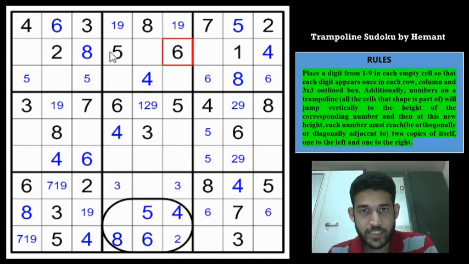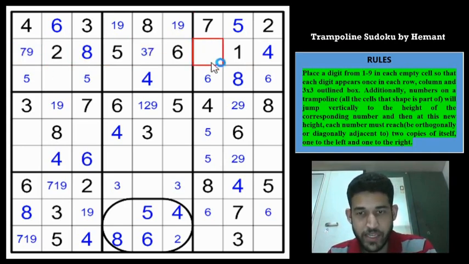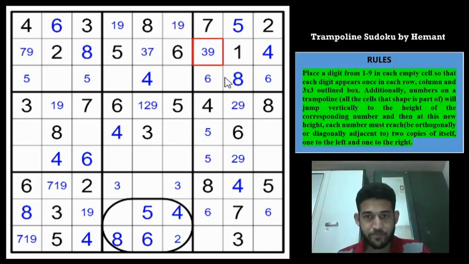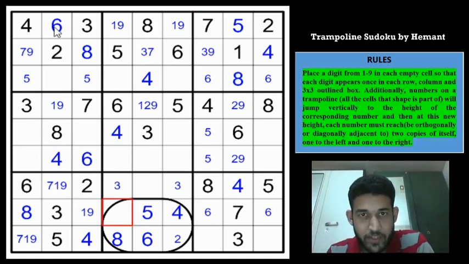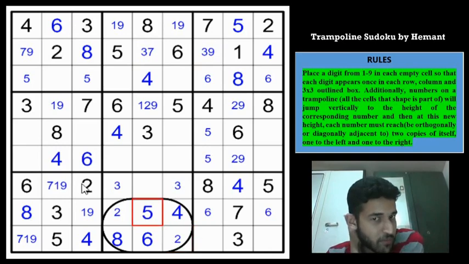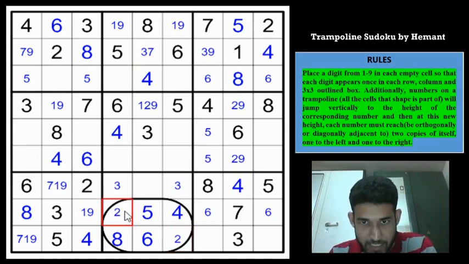So 1, 4, 6, 2, 5, 8. Remaining digits are 3, 7 and 9, but 3 is here. So this is a 7, 9 and 9 is here. So this is a 3, 7 and this must be a 3 and 9. Great. So we are left with the 2s in the trampoline yet to be resolved, because 2 is going into the trampoline, right? So let's see if we can resolve the 2.